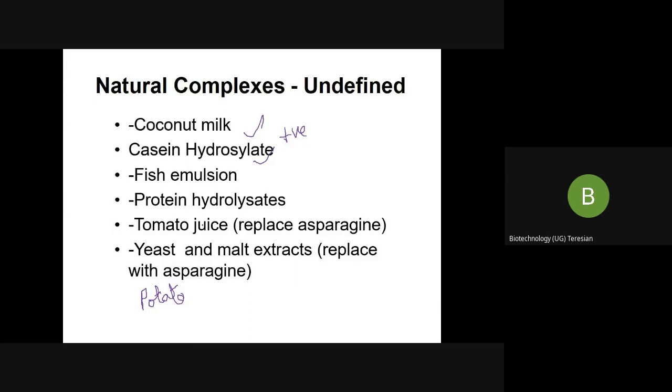And therefore what the scientists are doing now is, instead of using tomato juice, for example, it is replaced with asparagine, an amino acid. Yeast and malt extract are also being replaced by asparagine. So instead of using tomato juice, yeast extract or malt extract, I can weigh out asparagine, because I know the quality of it and the quantity of it. I can use it instead of these natural complexes. But still, some labs are still using coconut milk, casein hydrolysate and potato cultures. Okay, here it is, potato extract for anther culture.